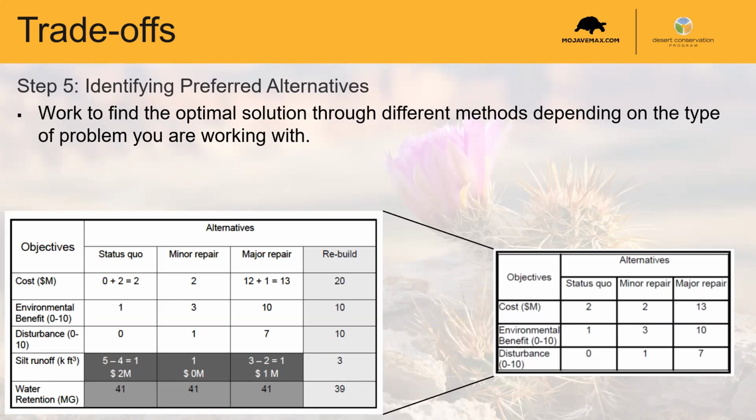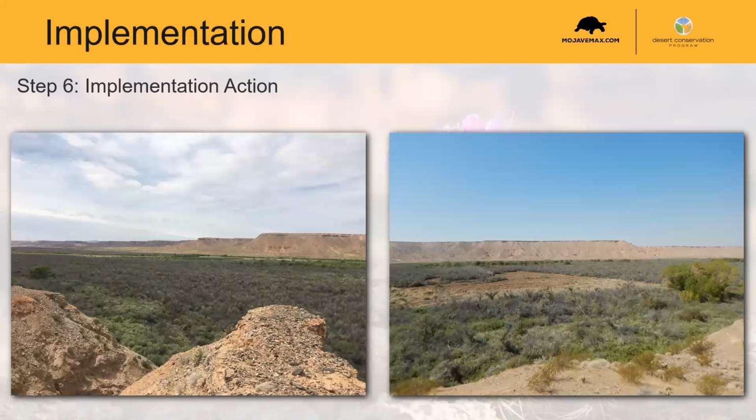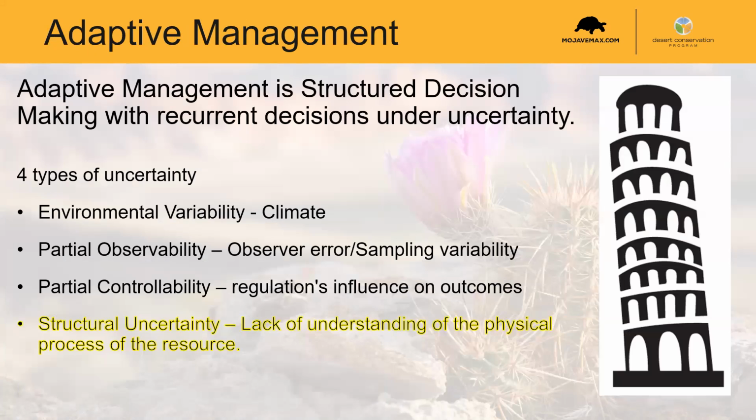And so then once we decide which one we think is the best, we go to step six, which is just to implement the action. So that's how you get through structured decision making. And then on top of that, we have adaptive management, which starts the next step. But before we get to that, just a little bit about it.